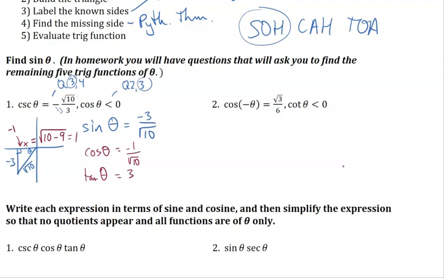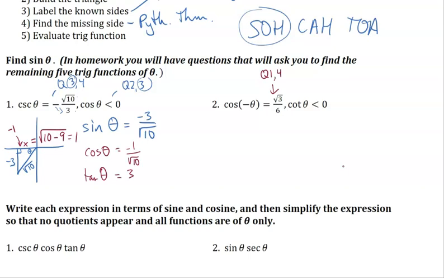Okay, and so that's how having the complete triangle allows us to fill in all 5 of the remaining trig functions based on the one that we're given. Okay, second example here, it says cosine of the opposite of theta, or negative theta, is equal to root 3 over 6. Okay, and this is a positive number, so the fact that this is positive tells me that I'm going to be in either quadrants 1 or 4.